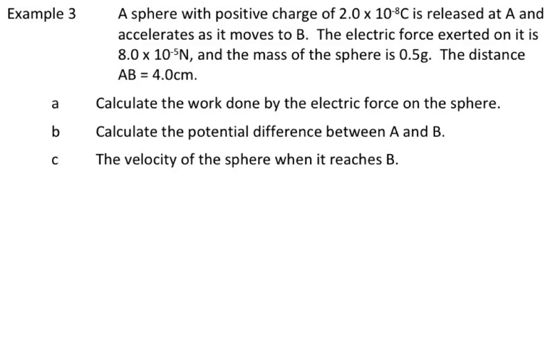So in A, to calculate the work that's done, well, for work, we know we have the equation V equals W over Q. However, we don't have the voltage of the cell. So we need to go back one step further. We need to look at the original work equation, W equals FD.